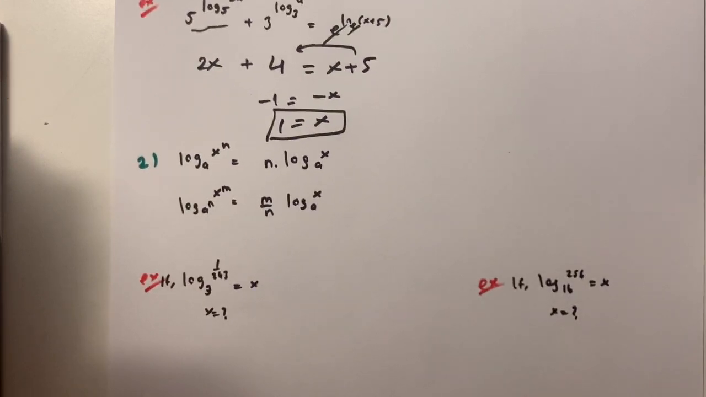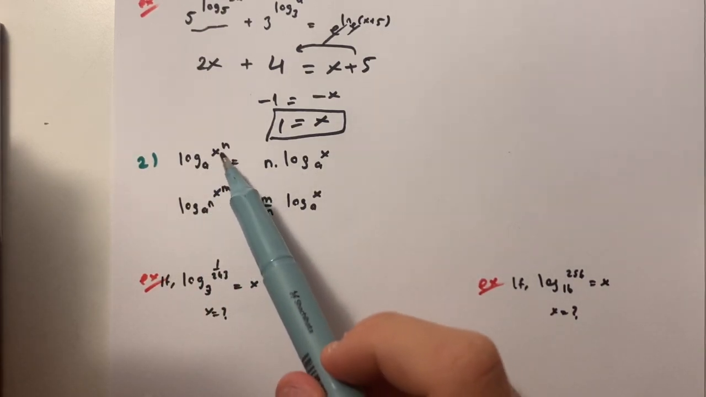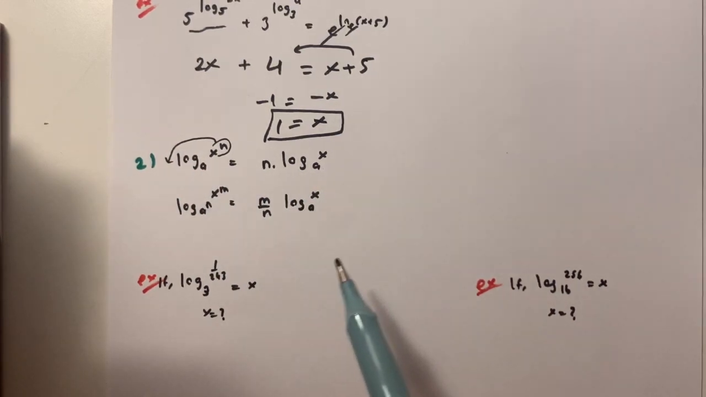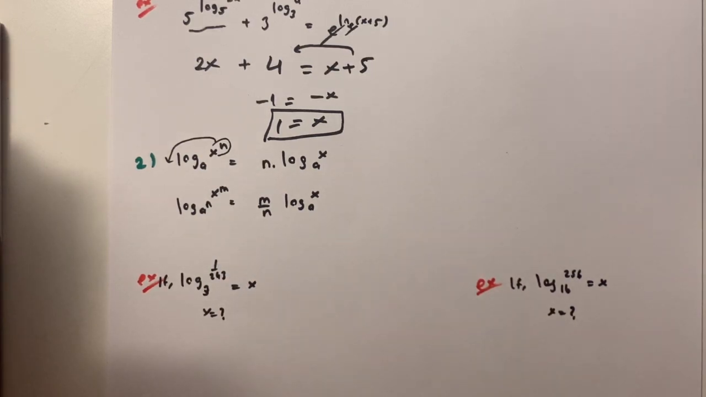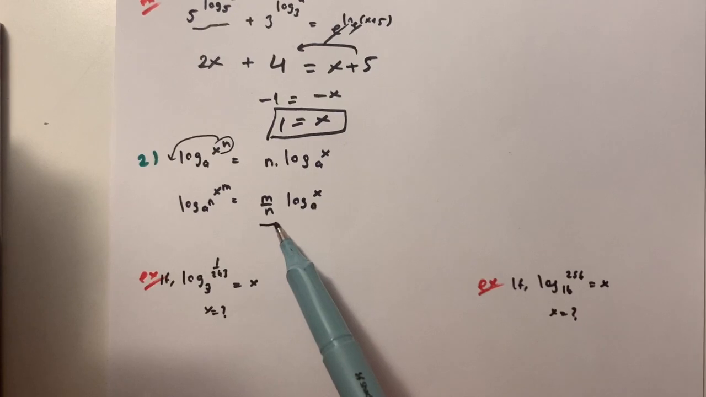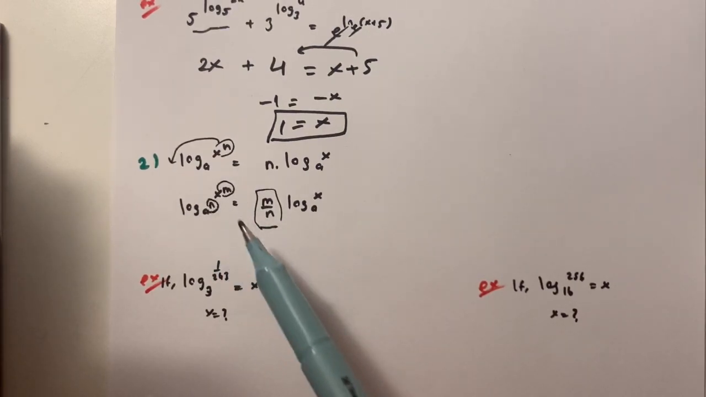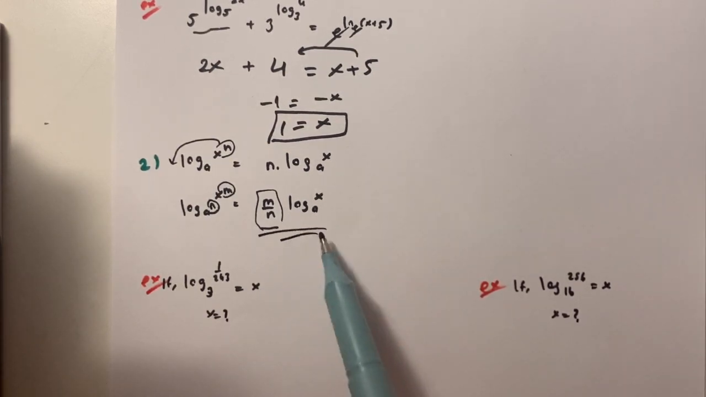Let's move on to the second property. This property says that if this part has a power, this power can go to the front, as you can see here. Also, if the base has a power, you can write it this way. I mean, this becomes the numerator and this becomes the denominator. So you can convert it to this. These properties will help you solve the questions.